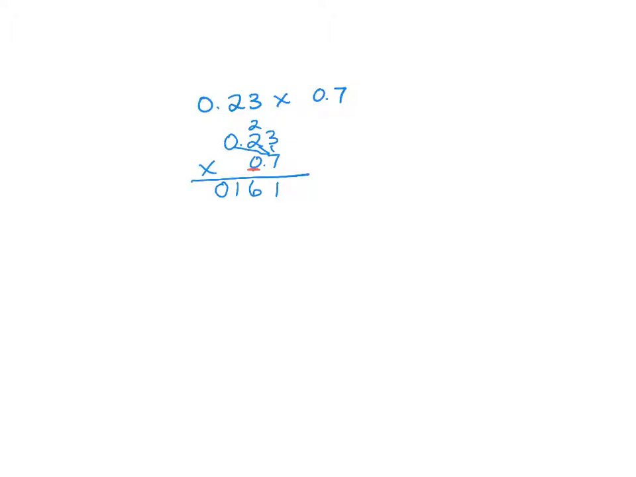Now I just need to figure out where my decimal point goes. Once again, as I take a look at this, there are 3 digits after the decimal point in the problem, the 2, the 3, and the 7. So I need 3 digits after the decimal point in the answer, which means that it would go right there at 0.161.